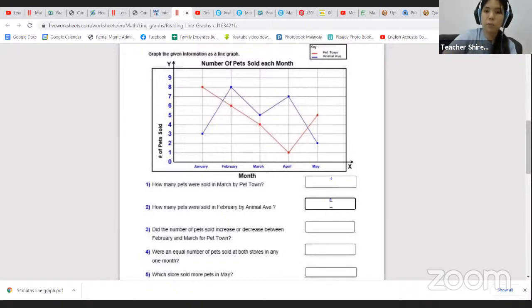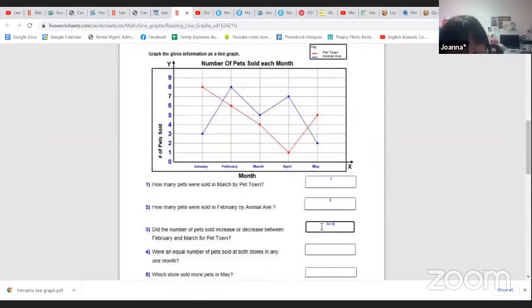So now this one is a bit confusing because there are two lines. You need to see which specific line you want to look at. Got it? Okay. Did the number of pets sold increase or decrease between February and March? February and March for Pet Town. Pet Town is red. So is it increase or decrease? Decrease. Very good, Yuna. Decrease. Good job.